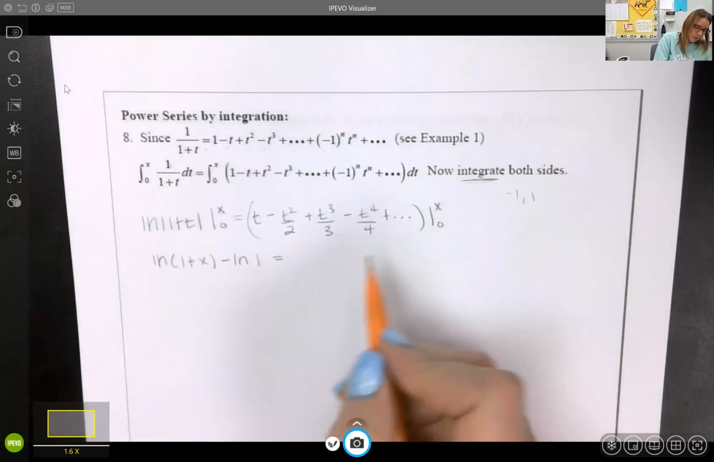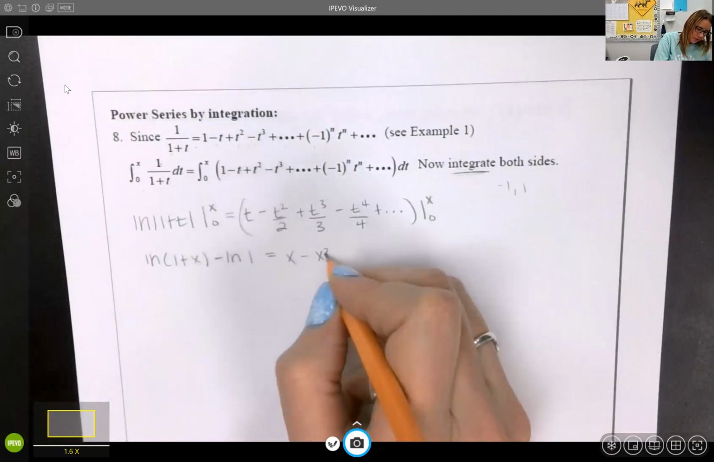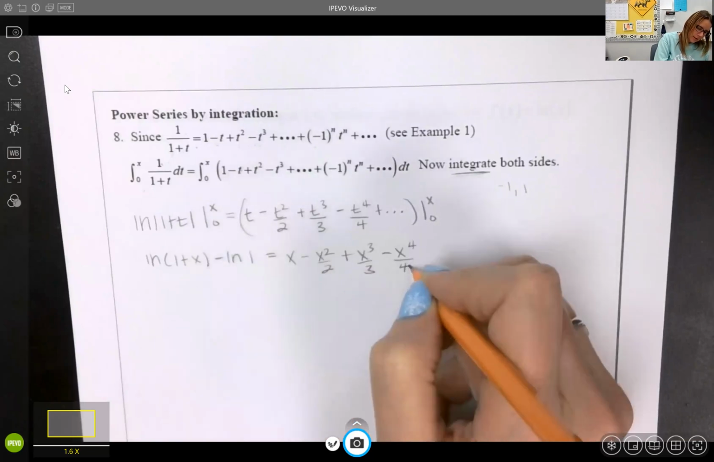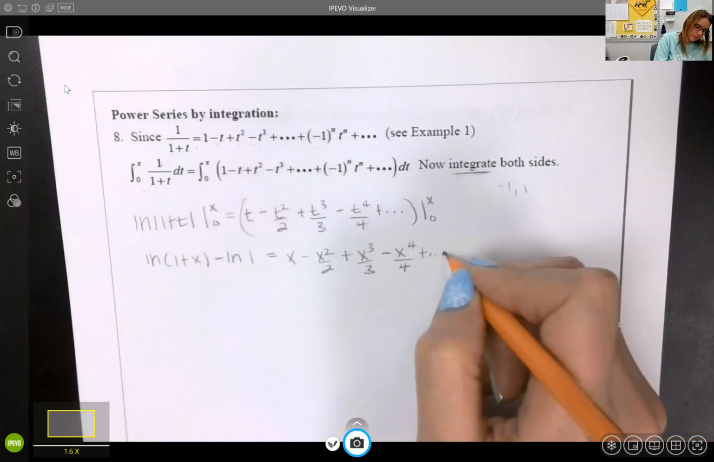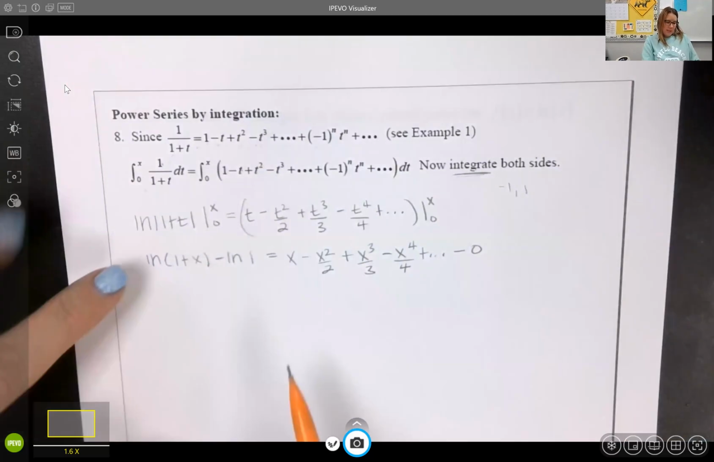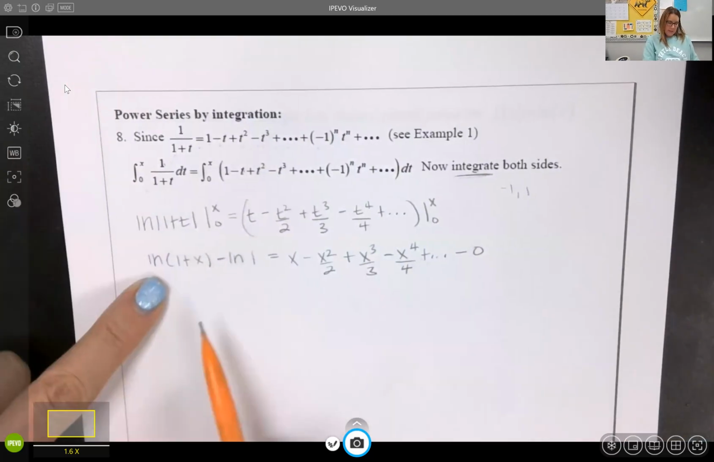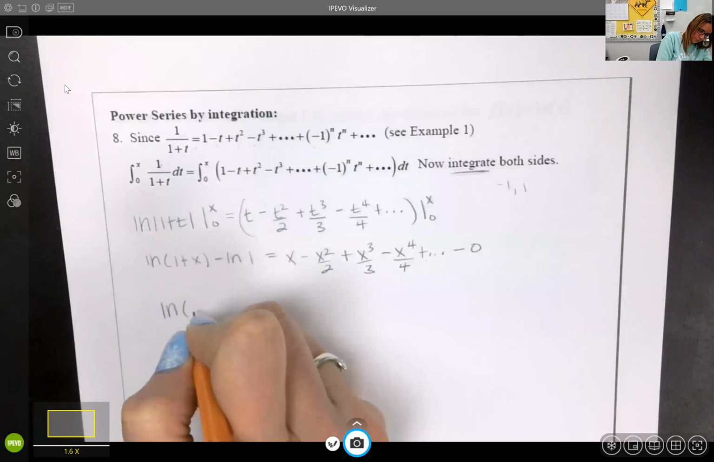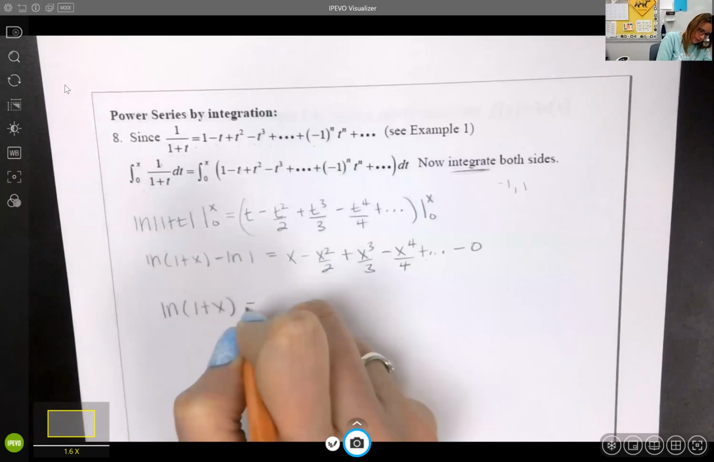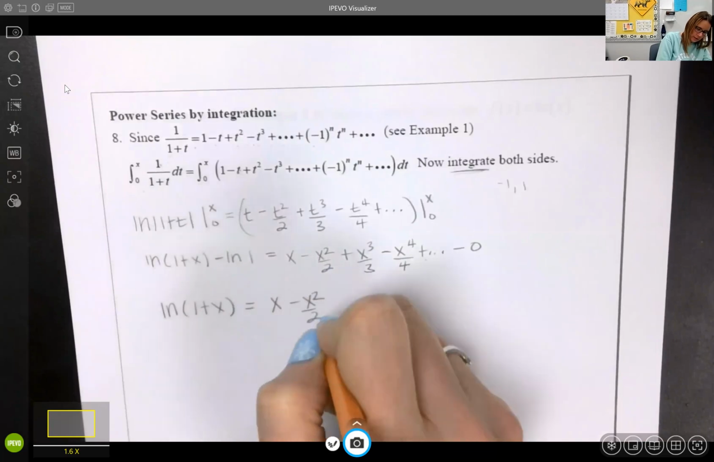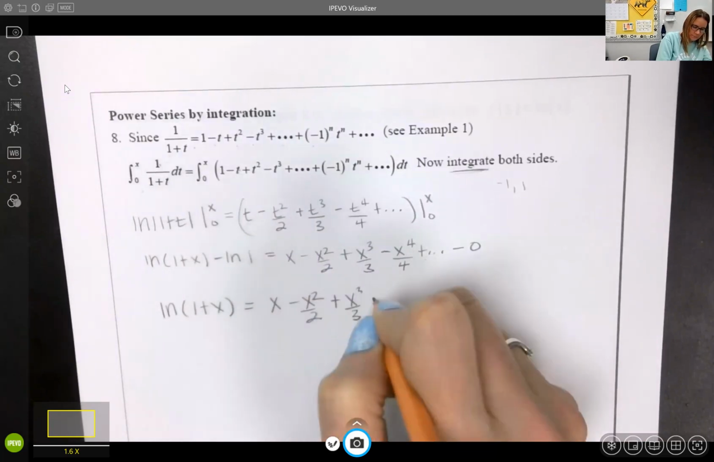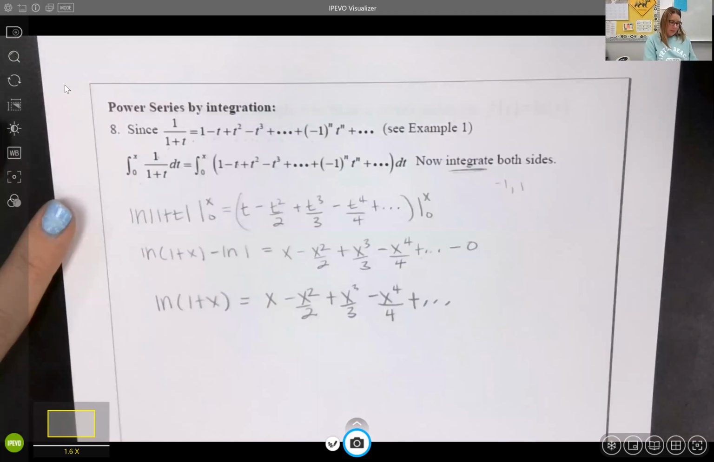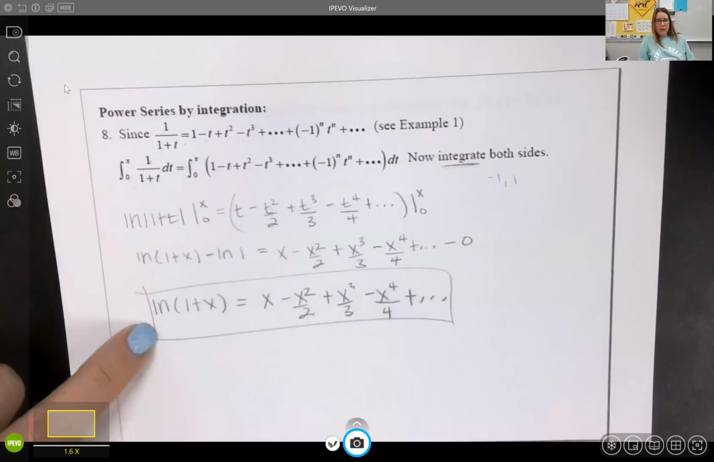Okay, and then we substitute in here, we get x minus x squared over 2 plus x cubed over 3 minus x to the fourth over 4, and then plus, and then minus 0. Okay, so we've taken the integral of both sides to get this. So 0 is just 0, so I can say the natural log of 1 plus x is equal to x minus x squared over 2 plus x cubed over 3 minus x to the fourth over 4. Okay, and they've come up with a power series for a natural log.